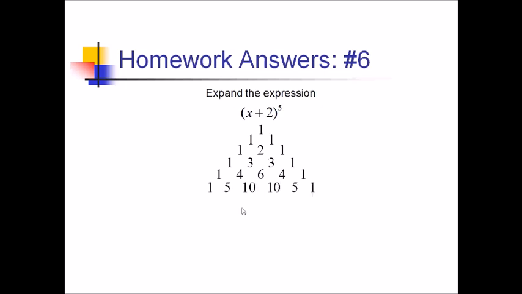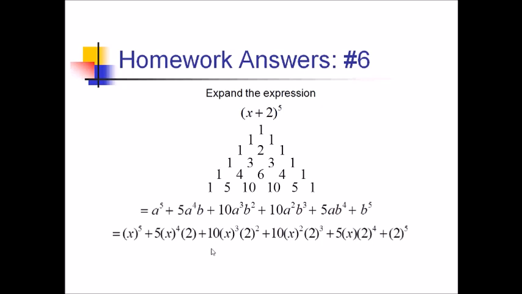Let's write out our formula with the a's and the b's. We've got 1a to the 5th. This will be 5a to the 4th b plus 10a to the 3rd b squared plus 10a to the 2nd b to the 3rd plus 5ab to the 4th and finally 1b to the 5th. Instead of a, I've actually got x, and I'll plug in 2 for b. Let's see what all this comes out to now.